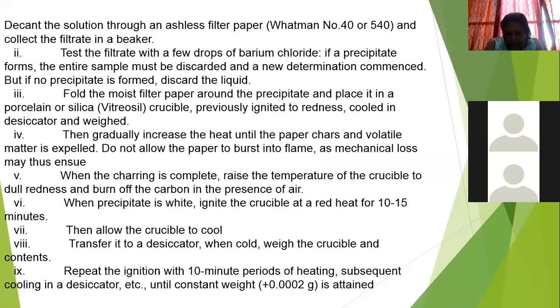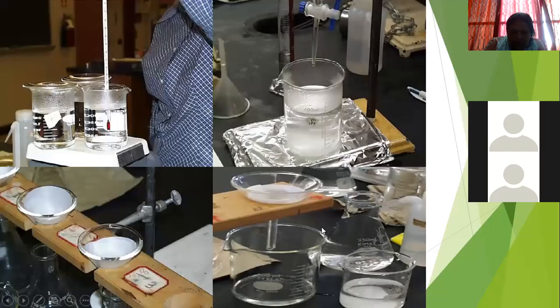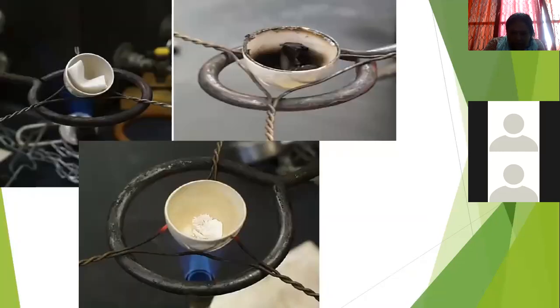Here also with the precipitate, you will have to heat the crucible, cool it. Heat the crucible, cool it. This also you should repeat 3 times until a constant weight with the error of plus minus 0.0002 gram or 2 milligram is attained. Okay, so this is the entire procedure.